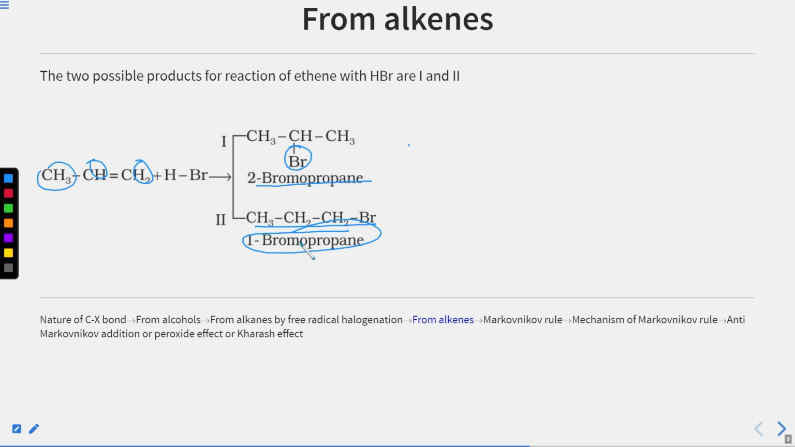Now a rule you must have studied in 11th, but we will study it here also. It's very important. So the rules are Markovnikov's and anti-Markovnikov's rule. It is very helpful in deciding on which side our Br will go and our H will go. So here are our two possible products for the reaction of propene with HBr, 1 and 2. 2-bromopropane is first and 1-bromopropane is second.